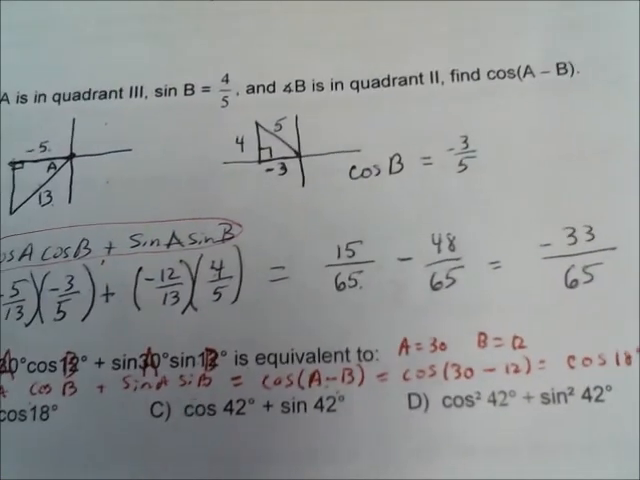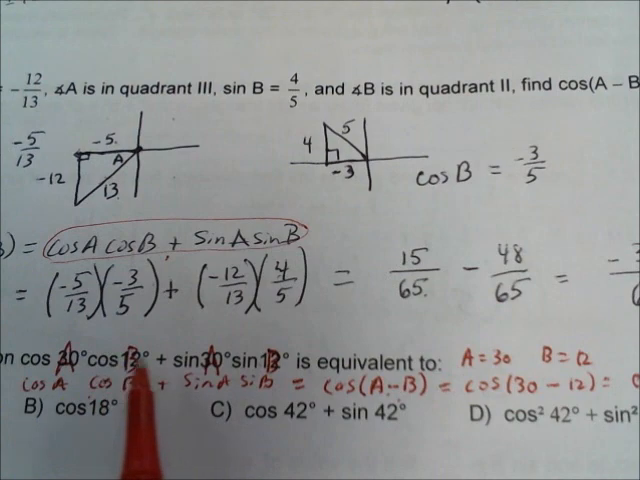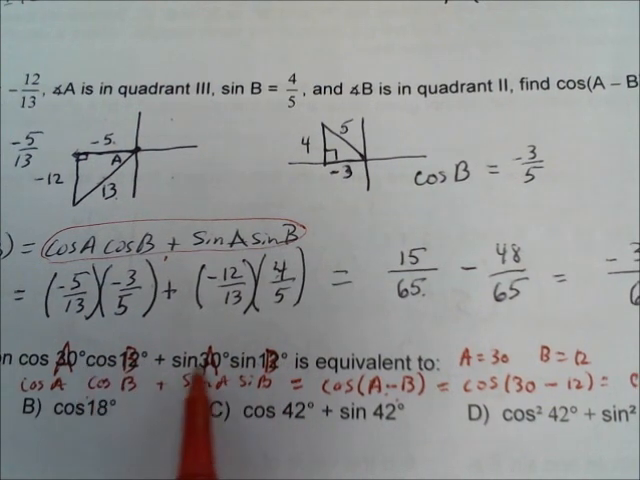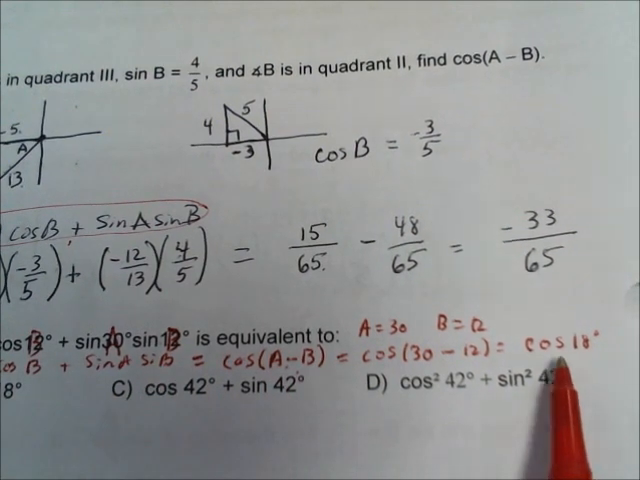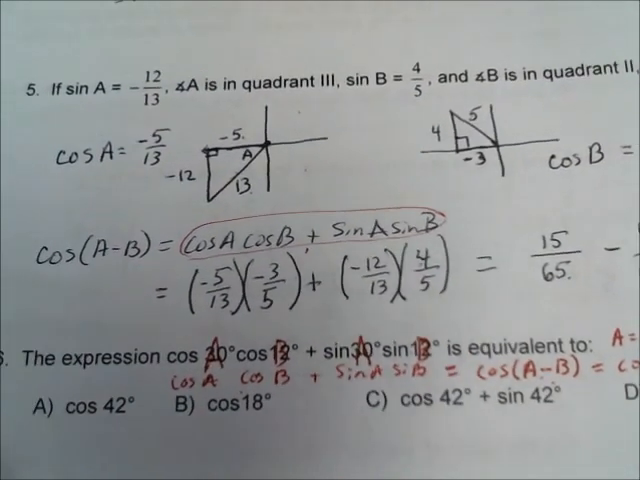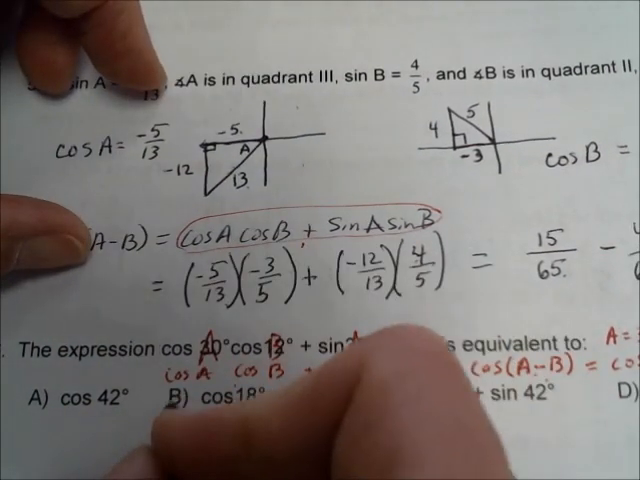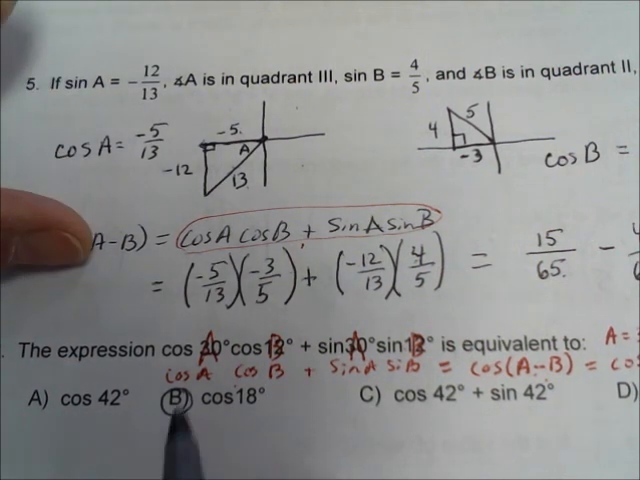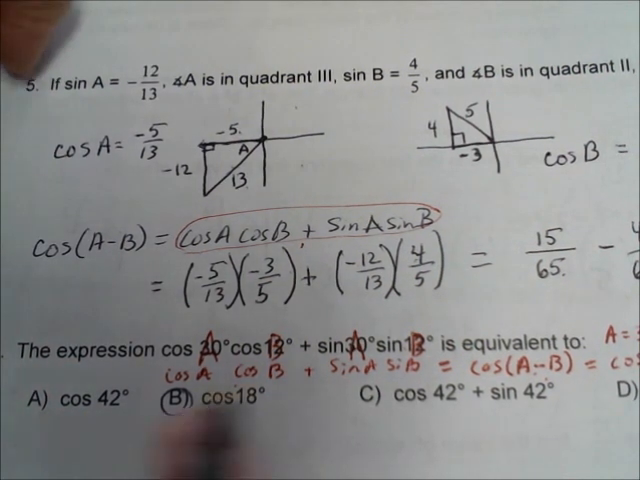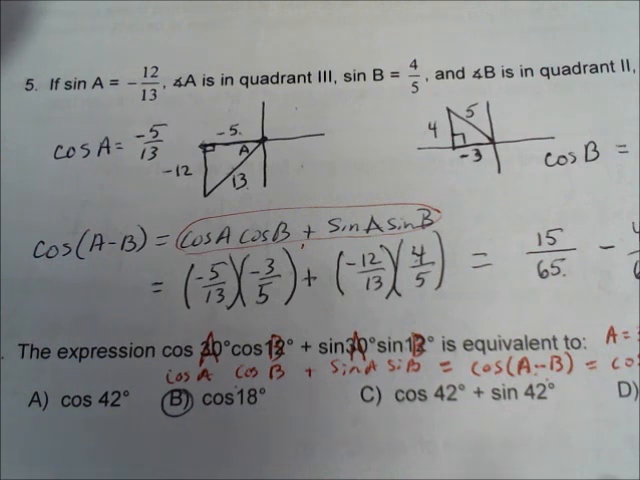So that's just going the other way on this cosine of the difference of two angles, the cosine of A minus B, and we're just letting A be 30 and B be 12. So cosine of 18 would be this answer, which is answer B, just a multiple choice. You could actually put this in your calculator if you wanted to and try to match it up, but what we really should do is recognize this as one of the formulas that we've learned in this chapter.